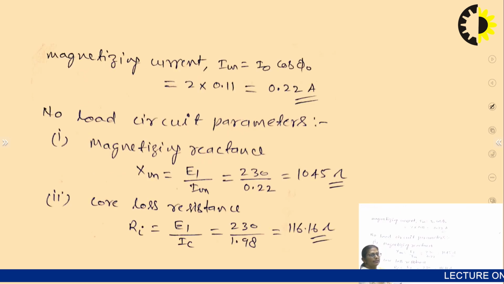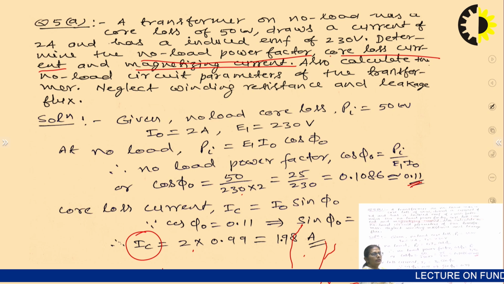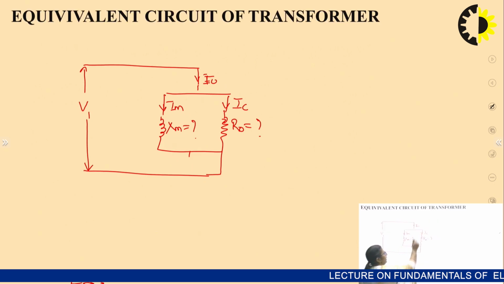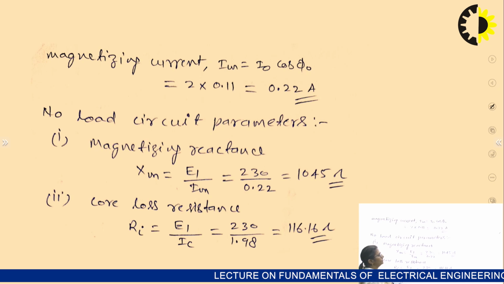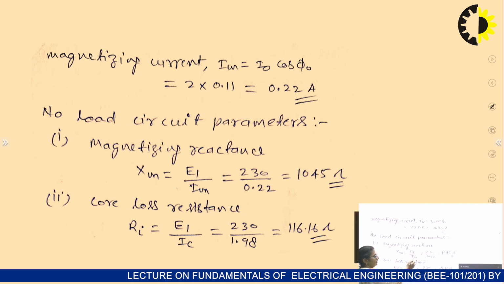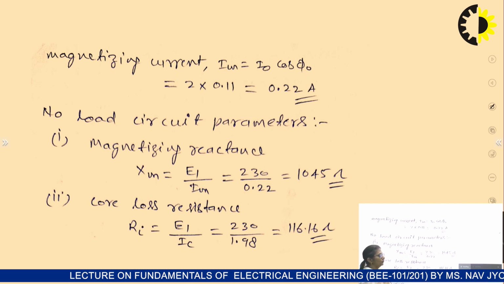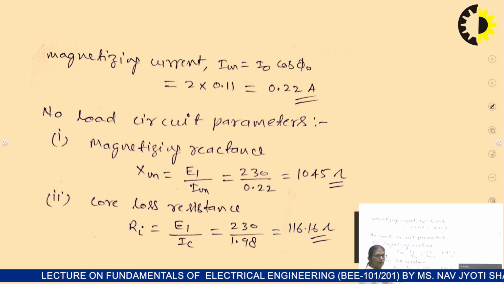So the question as it is read, calculate the no load circuit parameters of the transformer. We had no load circuit parameters, we have found I naught, we have found IC, we have found IM. Now we need to find R naught and X naught. So XM would be given directly by the input voltage E1 divided by IM. So it is 230 divided by 0.22, so that is 1045 ohms.